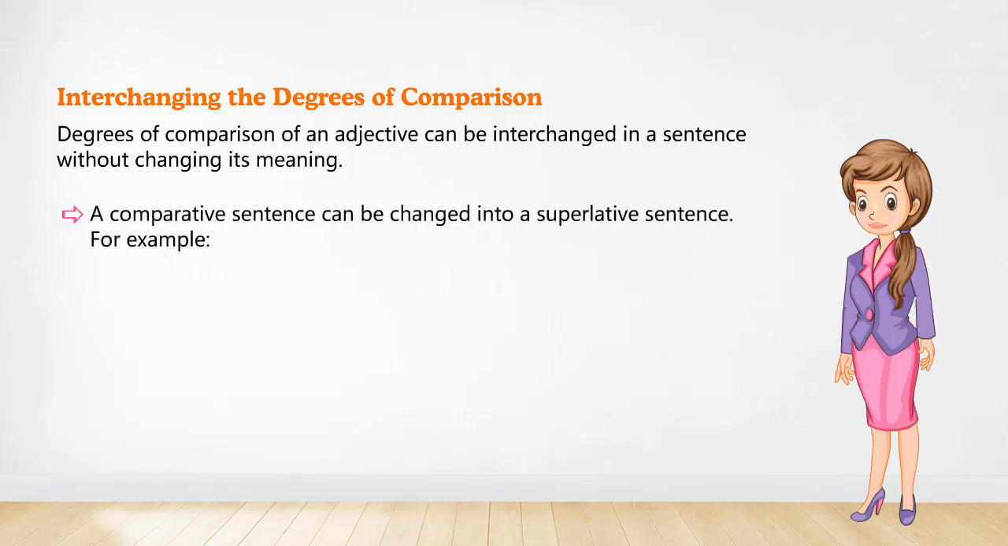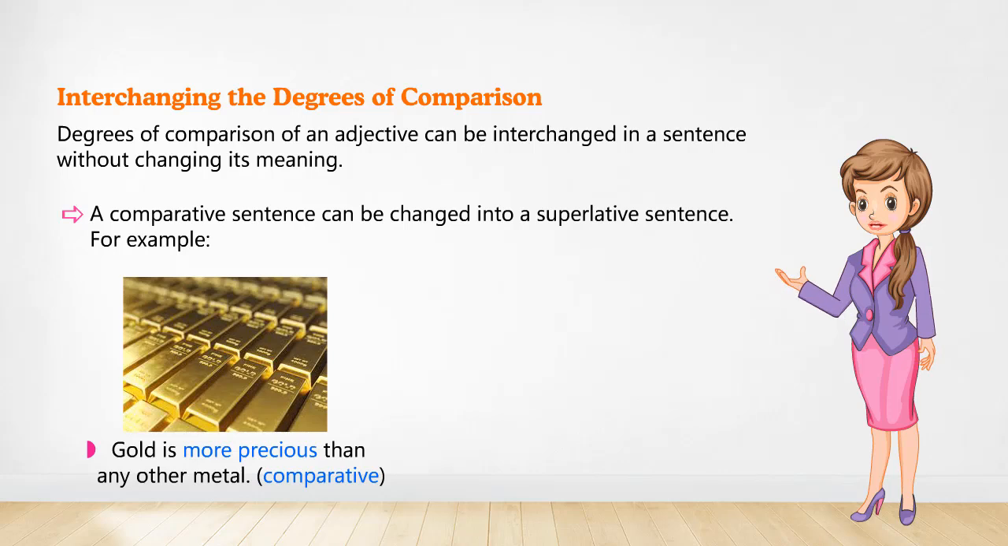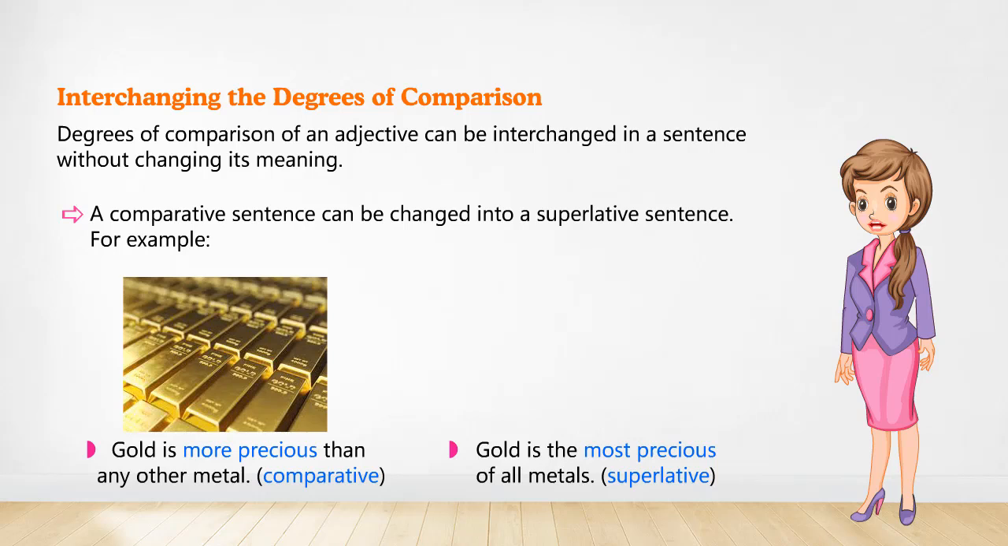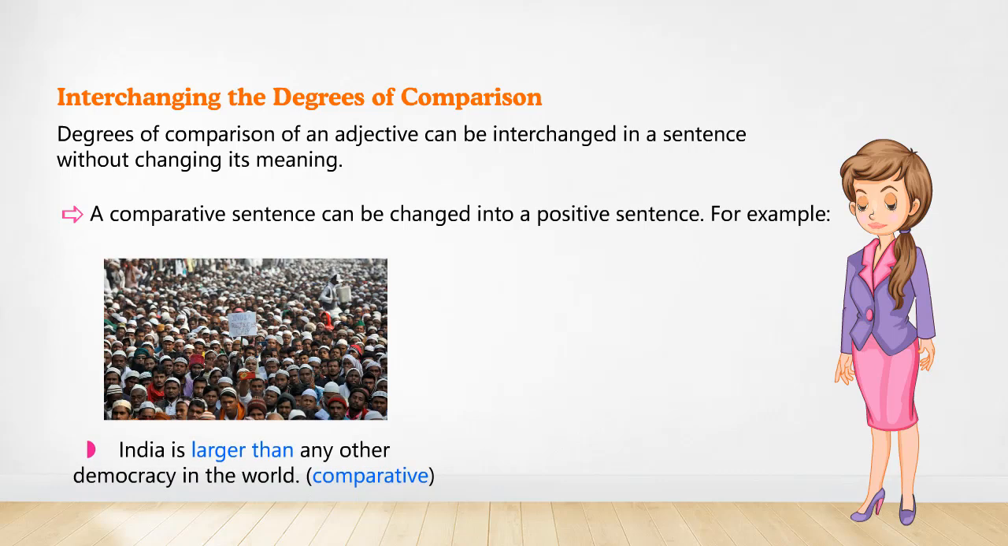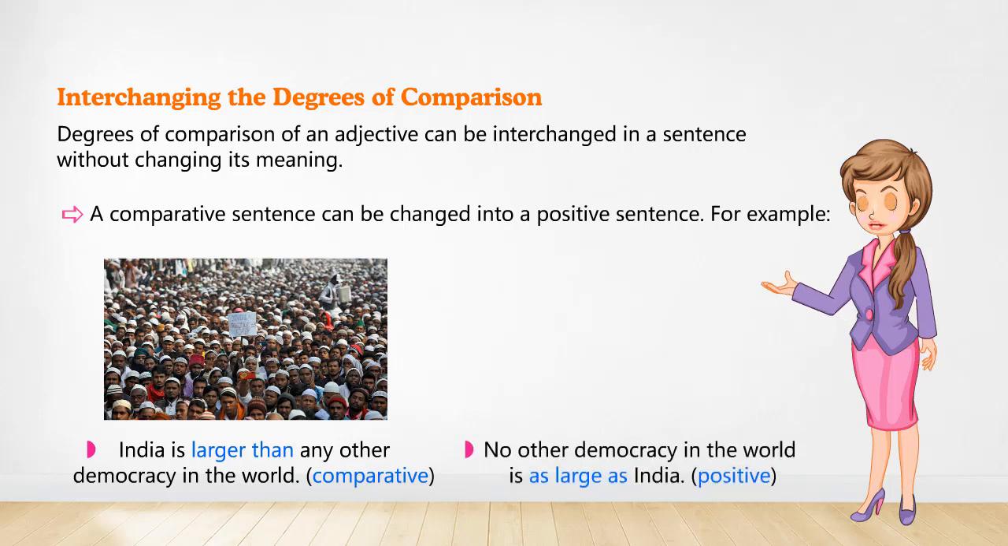Comparative. A comparative sentence can be changed into a superlative sentence. For example, gold is more precious than any other metal. Comparative. Gold is the most precious of all metals. Superlative. A comparative sentence can be changed into a positive sentence. For example, India is larger than any other democracy in the world. Comparative. No other democracy in the world is as large as India. Positive.